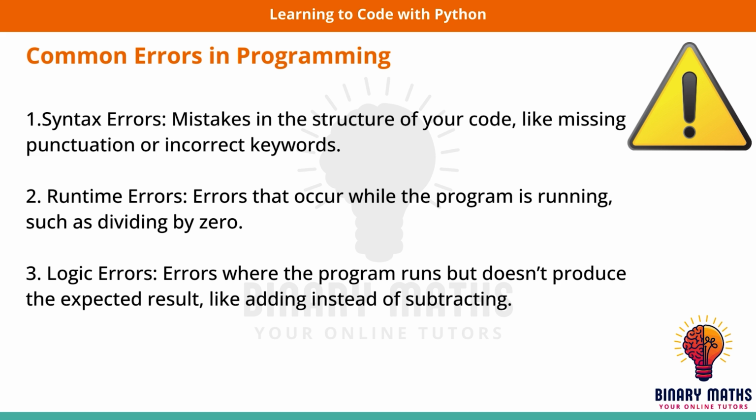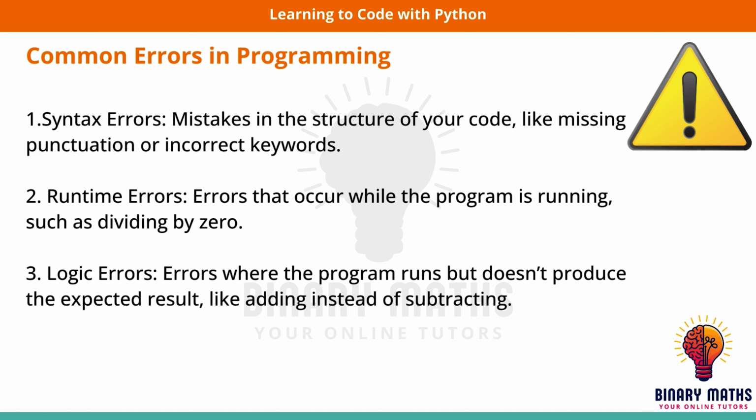Okay, let's talk about something every programmer deals with: errors. There are three main types of errors you'll encounter when writing code. Syntax errors. These happen when you make a mistake in the structure of your code, like forgetting a colon or a bracket. The computer won't understand what you're trying to do, and your program won't run.